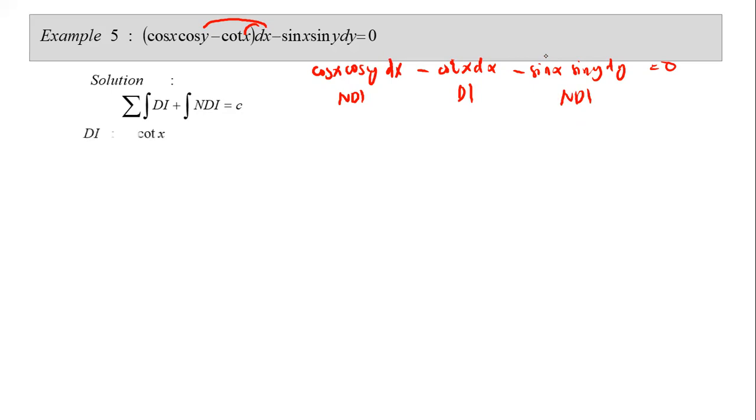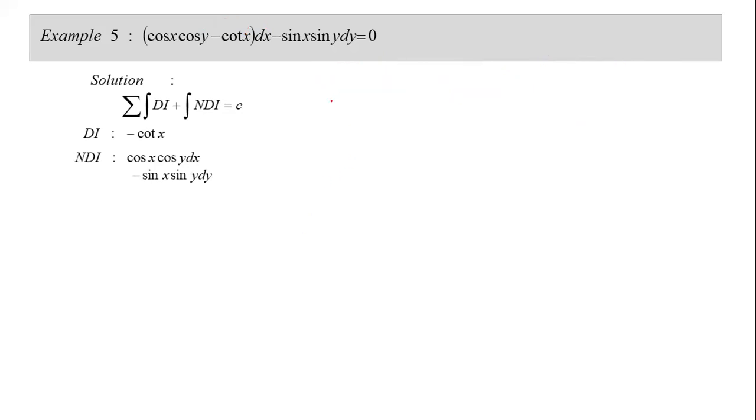So you have the direct integrable, which is negative cotangent of x, and the non-direct integrable are cosine of x cosine y dx, and negative sine x sine y dy. Then, to facilitate the general solution, you have the integral of negative cotangent of x dx, okay? And then you only choose between these two. So say I will be choosing cosine x cosine y dx. So plus the integral of cosine x cosine y dx equals c.